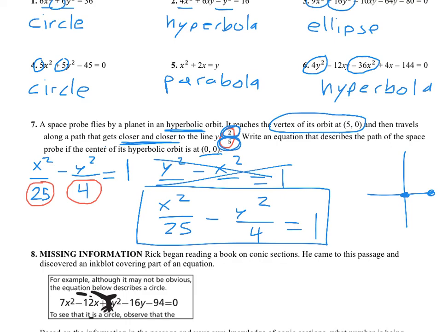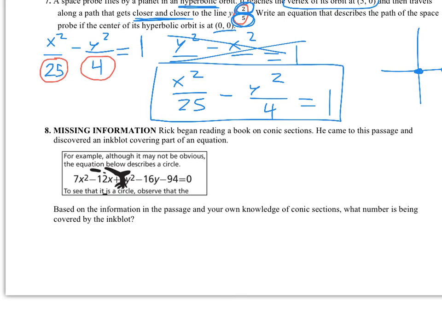Okay, and for the last problem, we have an ink blot covering one number, it looks like, and we're told it's a circle. Remember that circles have the same coefficient for x squared and y squared. So if this is 7x squared, then this needs to be 7y squared. So the question is, what number is being covered? The answer is 7. Okay, that's it for 9.6.